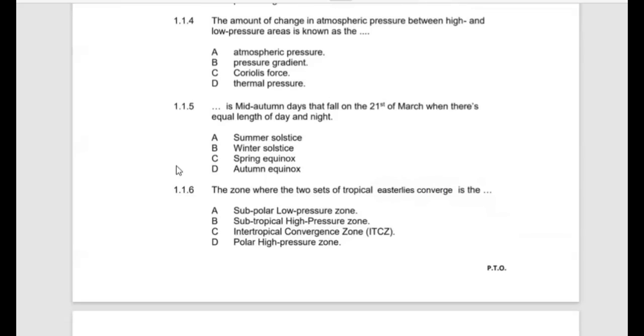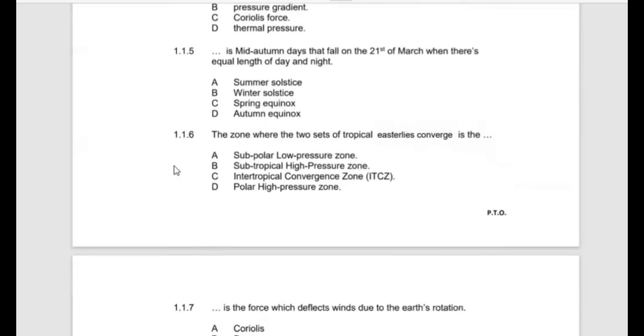All right. Then we move on to the zone where two sets of tropical easterlies converge. That is the intertropical convergence zone, the ITCZ. That is where the tropical easterlies tend to converge, around the area of the ITCZ.